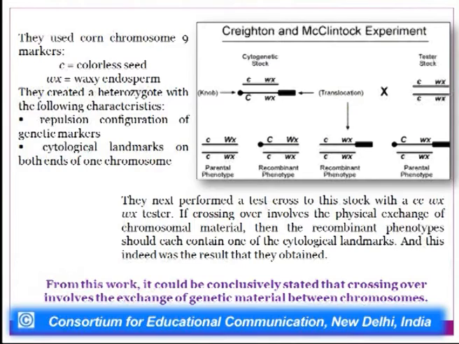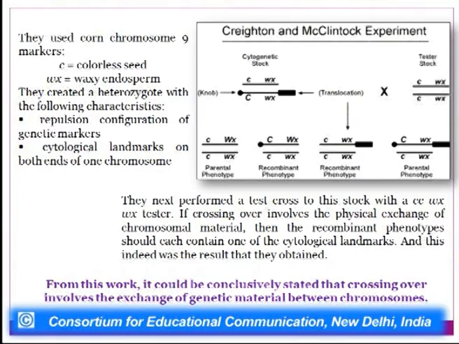The repulsion configuration of genetic markers. So if you remember, the repulsion phase of linkage is basically when there is a dominant allele of one marker and the recessive allele of the other. And they also created the heterozygote with cytological landmarks on one of the chromosomes. So one of the chromosomes had this knob, which was basically the cytological landmark.